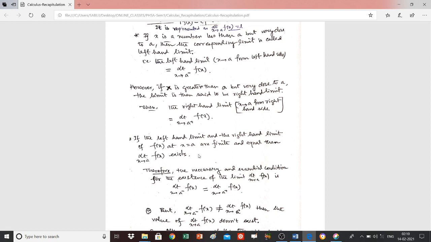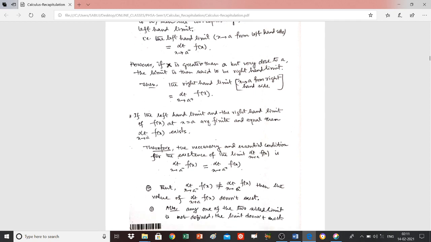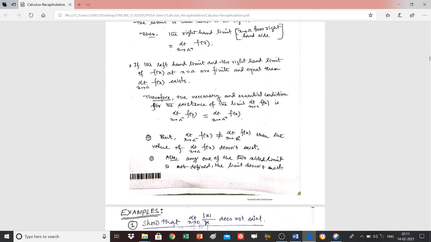Number one, the left hand and right hand limits both should exist. Number two, they should be equal. So these are the necessary and required conditions for a function to have some limit. This is written here as the necessary and essential condition for existence of the limit of a function, that is, limit x tends to a of f(x). If however these two limits, the left hand limit and the right hand limit, are not equal, then limit x tends to a of f(x) does not exist.